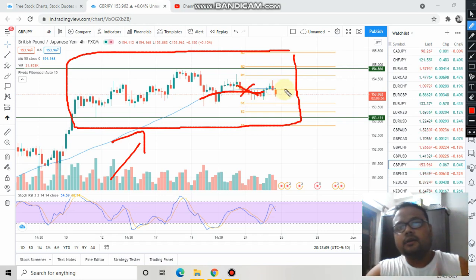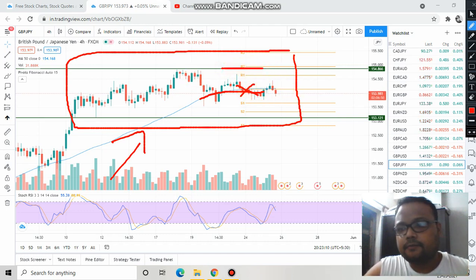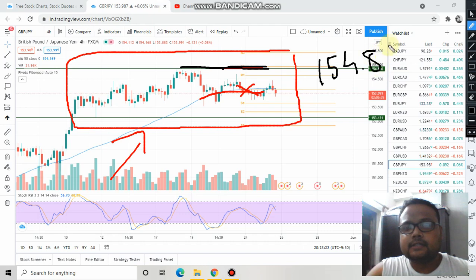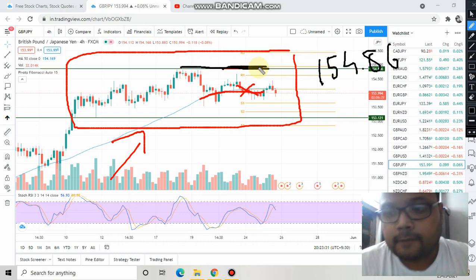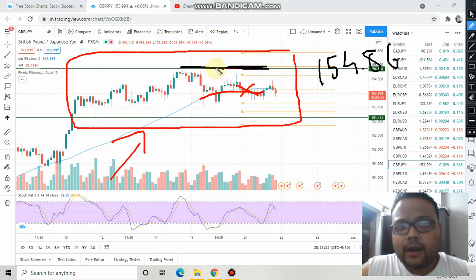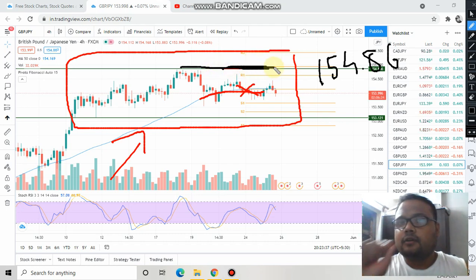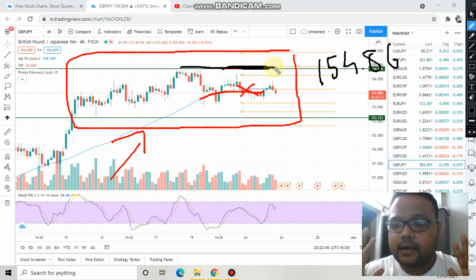The best trading opportunity in this market as of now is to wait for the market to cross this level, this resistance level, 154.86. Wait for the market to cross this level. When the market crosses this level, try to understand my words here: wait for 2, 3, 4 hours, and just try to study the chart. Just try to understand the market psychology.